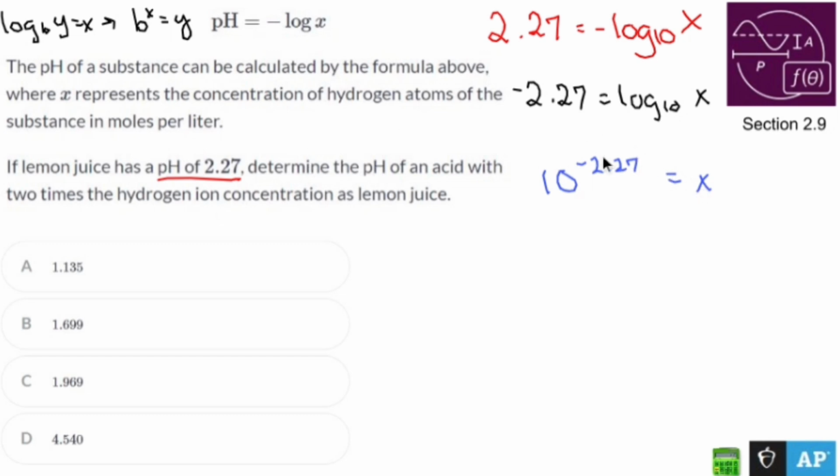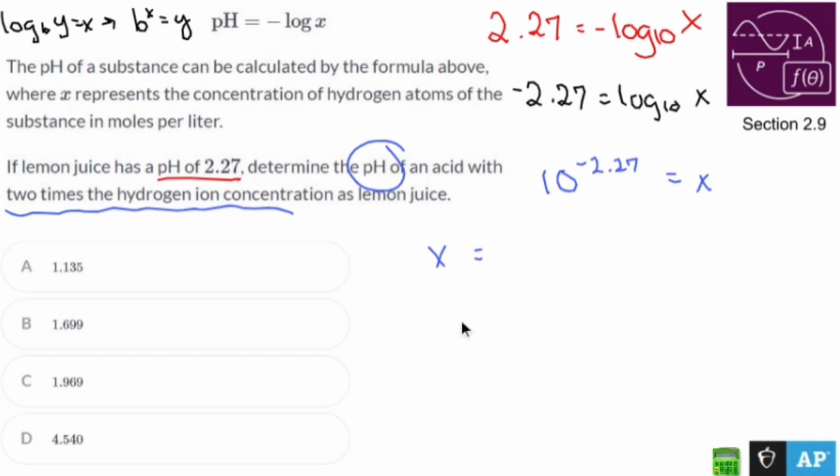Now, this is how I'm going to finish up this problem. I need to throw that into my calculator and get x equals some number. That gives me the ion concentration of hydrogen atoms of that pH. What I want to do is double it and then find the pH of that. So in my calculator, you're going to see me type this out, then multiply it by 2 and then throw it back into this formula up here to get a number.